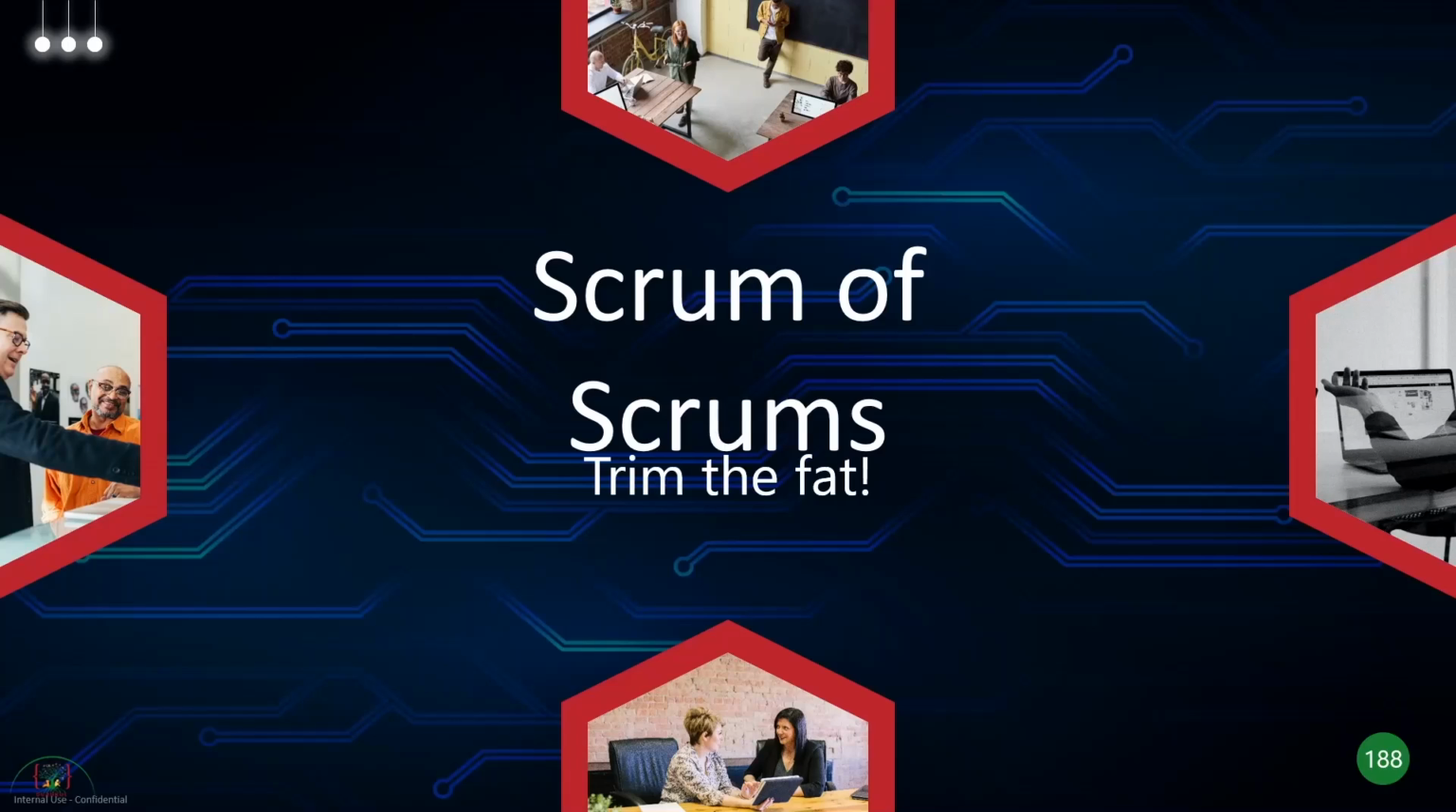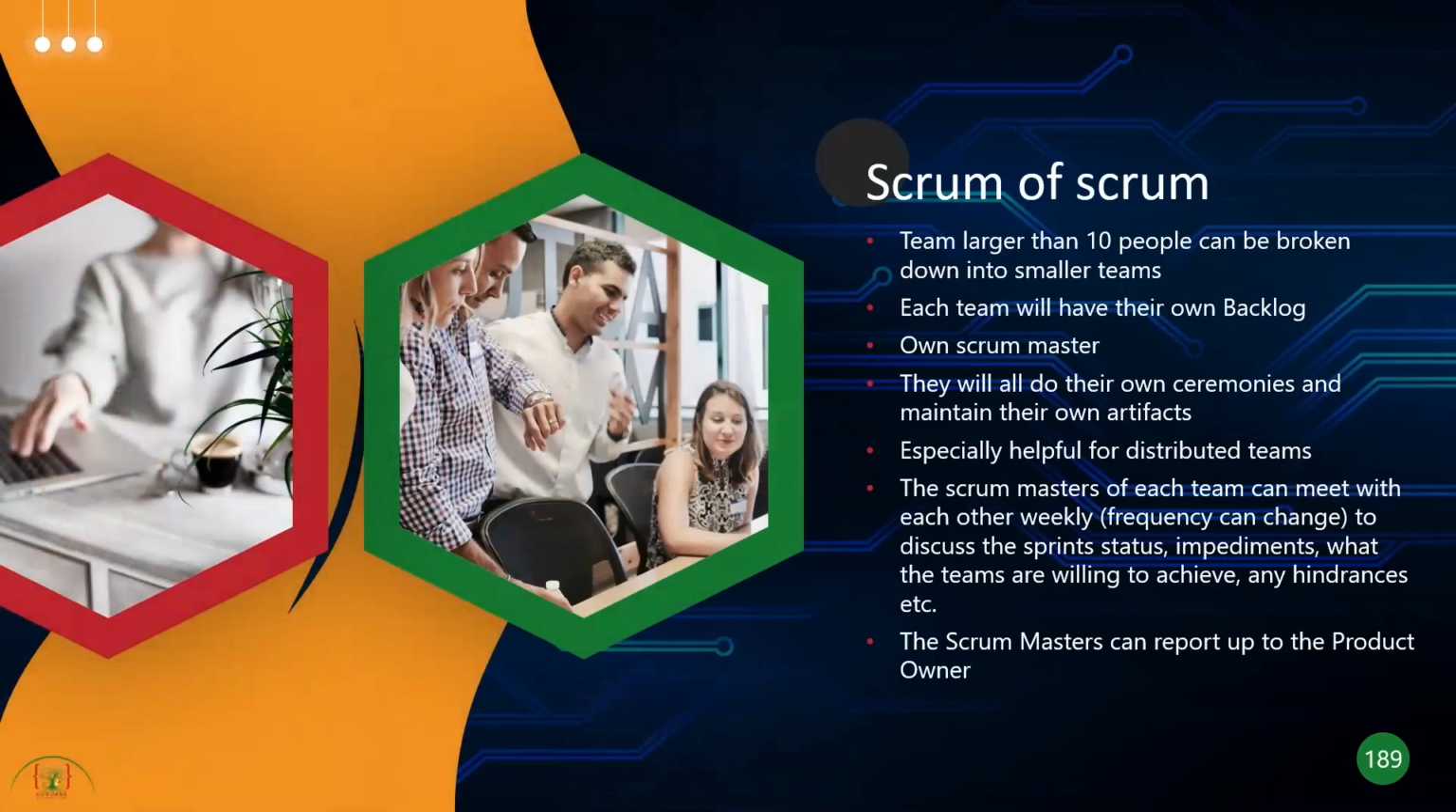What is Scrum of Scrums, right? This is basically a scaled agile concept. This means that when you have multiple teams, a team larger than 10 people, to reduce the communication channels, you usually try to break it up into smaller teams. Each team is going to have their own backlog, their own Scrum Master. They'll do their own ceremonies and maintain their own artifacts. So basically, they'll do their own scrums.